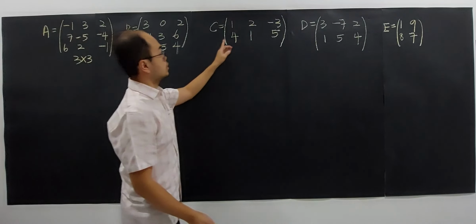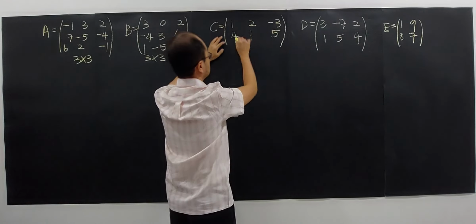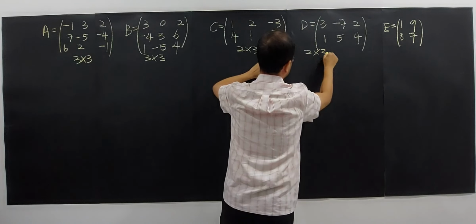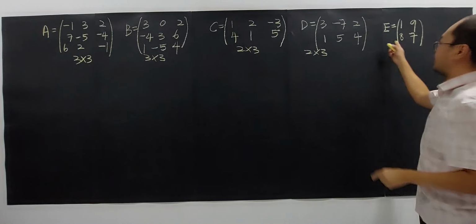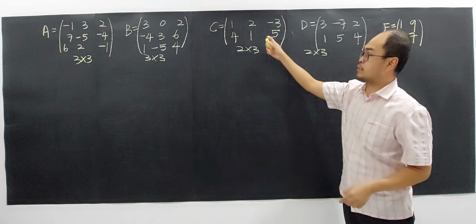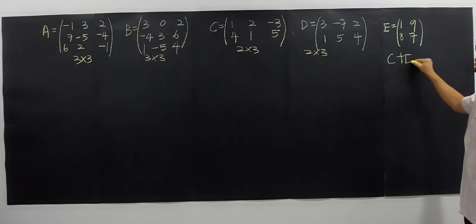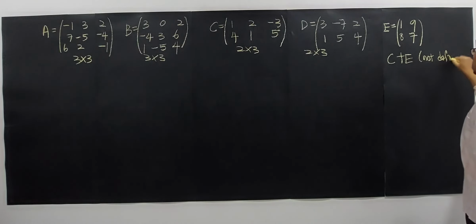And also, C and D can be added because of the same order, because this is 2 rows, 3 columns, and this is also 2 rows, 3 columns. But this one cannot be added to any of these. I cannot say matrix C plus matrix E. This is not defined. Does not exist.